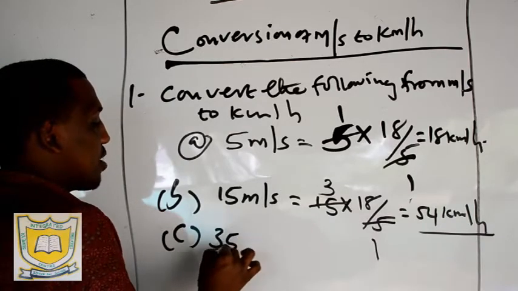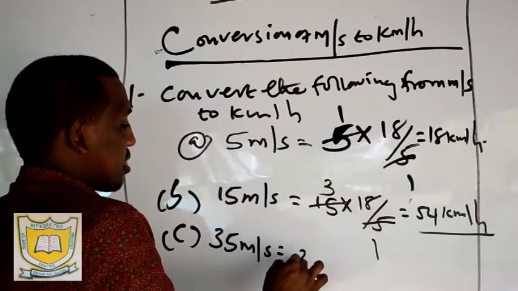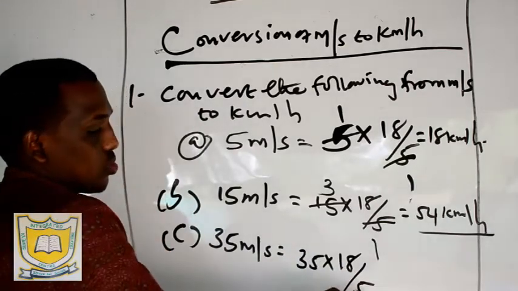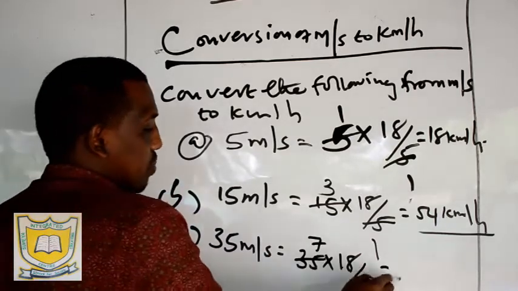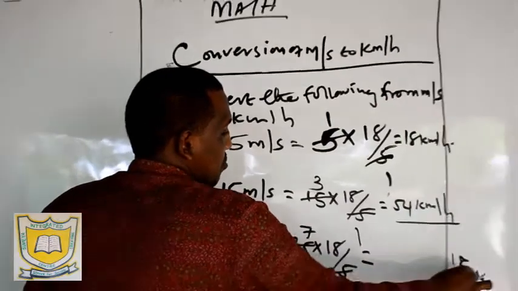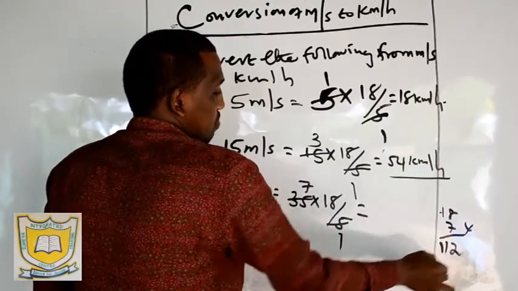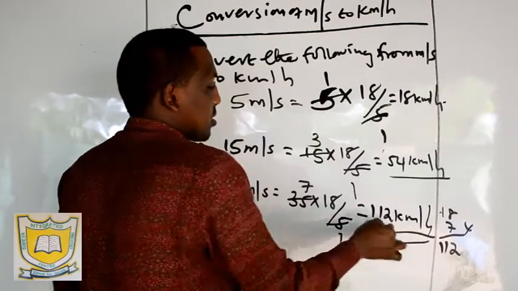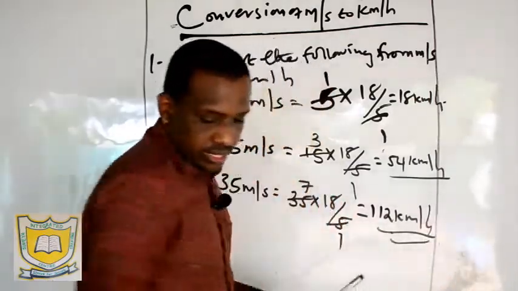Question C, let us see another one. You are told 35 meters per second. So you will say 35 multiplied by 18 out of 5. So you say by 5/1 by 5/7. So you multiply now 18 times 7, 42, carry 4. That is now 7 plus 4, that is 11. So you will get 112 kilometer per hour. That is how we find it. So it is very easy.